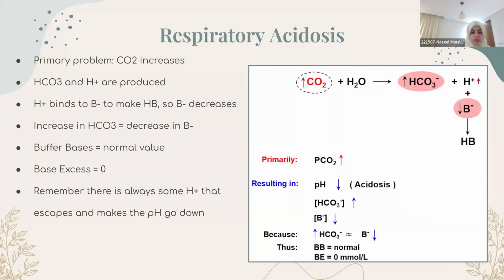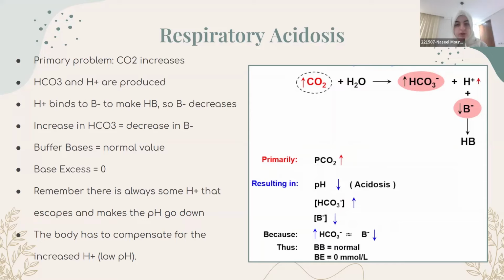Now this is everything that we said. However, remember that there are always some hydrogen ions that escape and they make the pH go down. So PCO2 goes up, pH goes down, bicarbonate increases, but that's balanced by a decrease in the B minus. So these two are equal. The buffer bases are normal still, and your base excess is 0. Now because of this hydrogen that keeps on escaping, you need a way to compensate this increased hydrogen. What do you think is a way in which we can compensate for this disturbance?